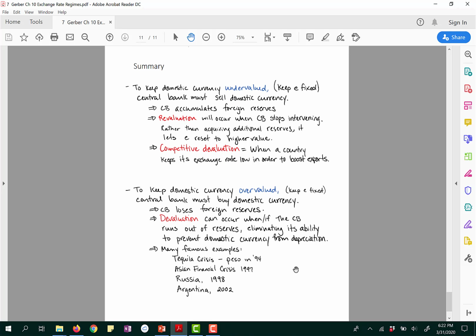When a country is defending its currency but runs out of reserves, devaluation occurs. Countries also can do devaluations not in a currency crisis situation too. Devaluation can occur when the central bank runs out of reserves and it doesn't have the ability to prevent depreciation any longer. And all these international crises were associated with rapid currency devaluations because they were also associated with capital flight.